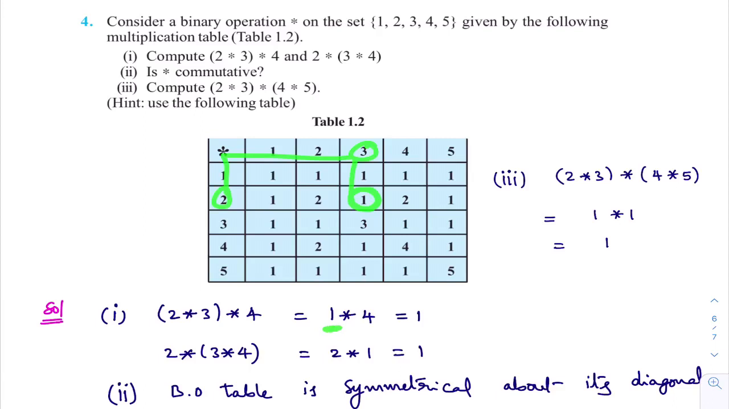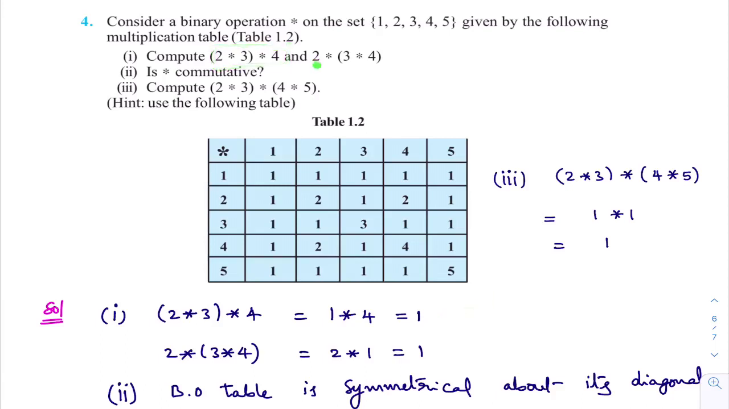Okay, 1 star 4. This remaining 4 is there, no? That I wrote. Now I need 1 star 4, and I need to read that value from the table. 1 star 4 is 1, so I wrote 1 here. I hope you understand. So 2 star 3 star 4 is 1.